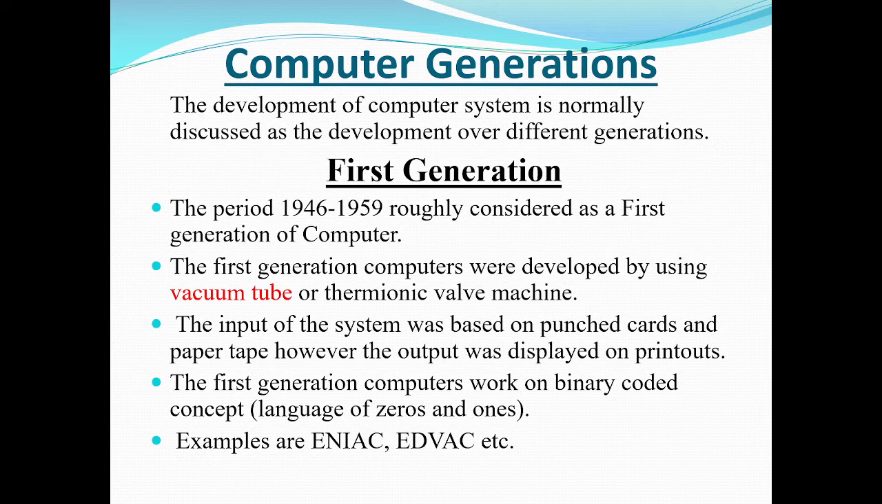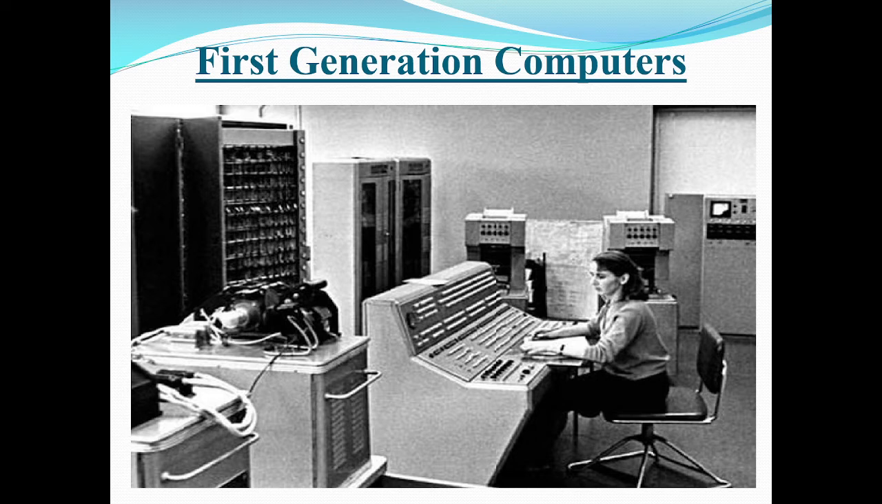And the first generation computers use the binary coded concept, that is the languages which used zeros and ones. And the best examples that come under the first generation computers were ENIAC, EDVAC. These are the two computers termed as first generation computers. Let us move to the second generation computers. Before going to it, see the pictorial representation of first generation computers.